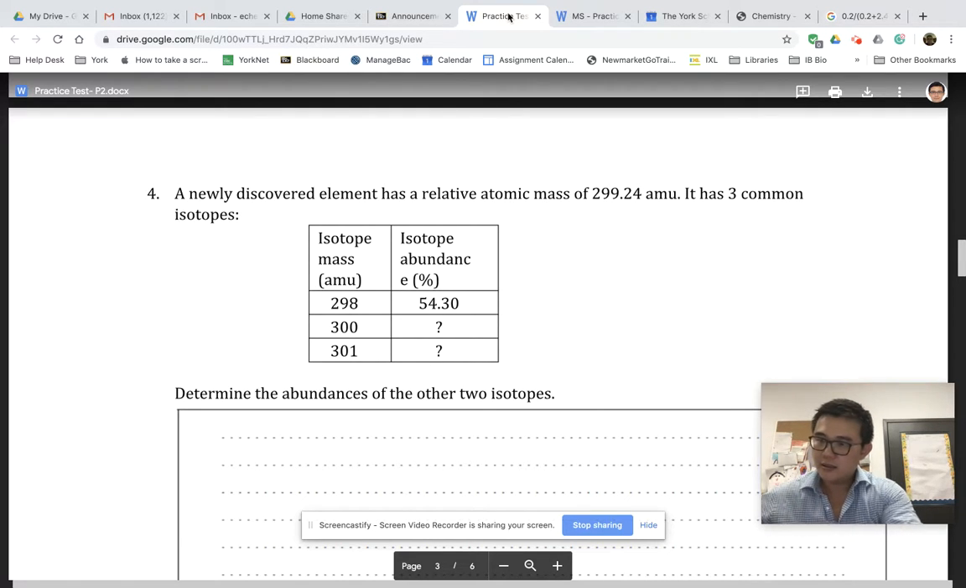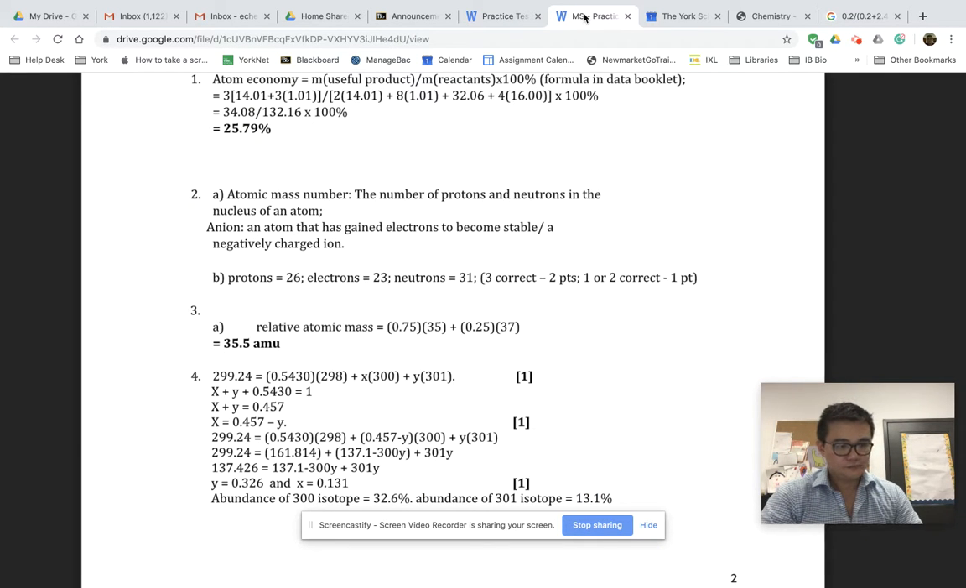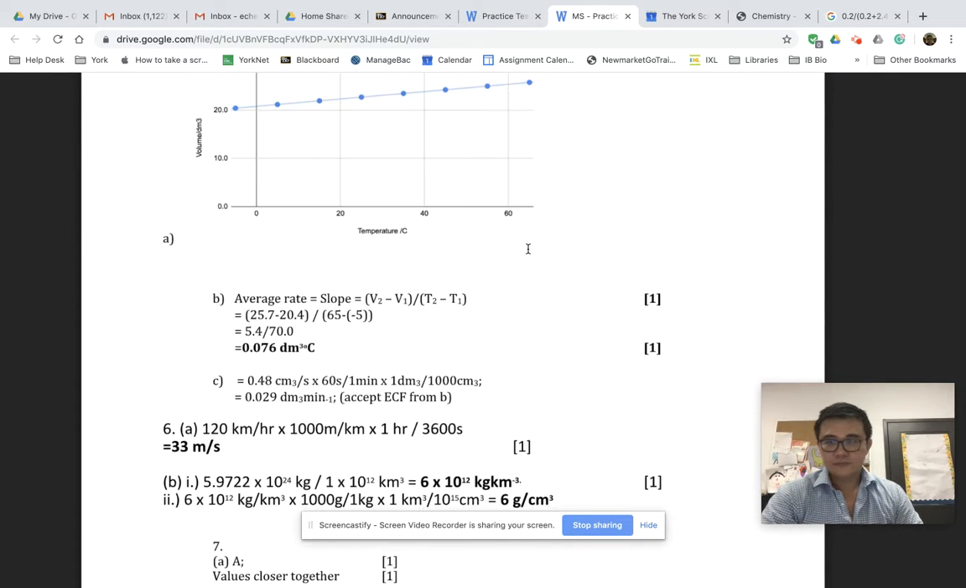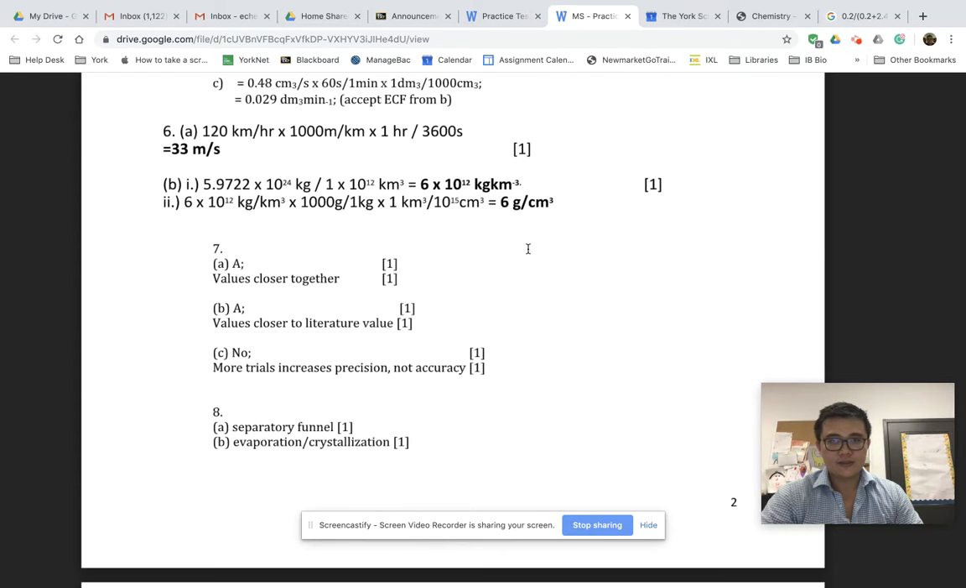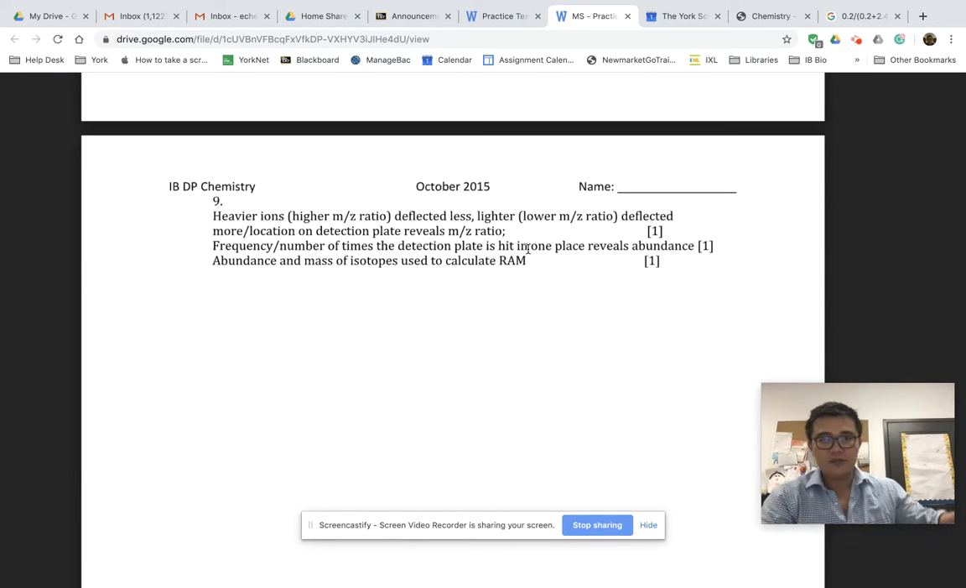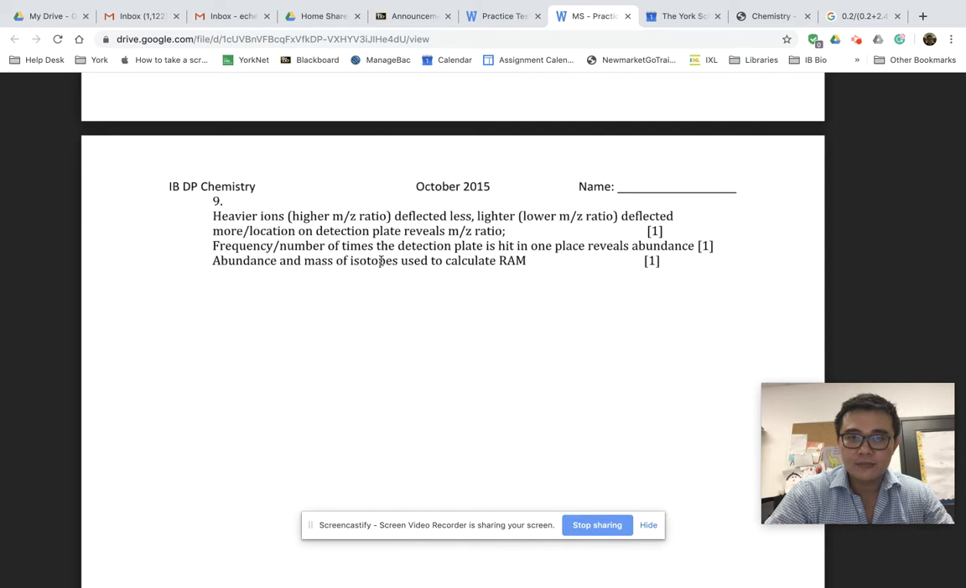Let's see. That's a graphing question. That's not it. Yeah. And then question number 9. So this is a part where it is about the steps and explanation rather than calculation. As you can see here, you're talking about the mass and deflection, talking about frequency, the number of hits, that will be abundance. So this is a part about really how mass spec works.